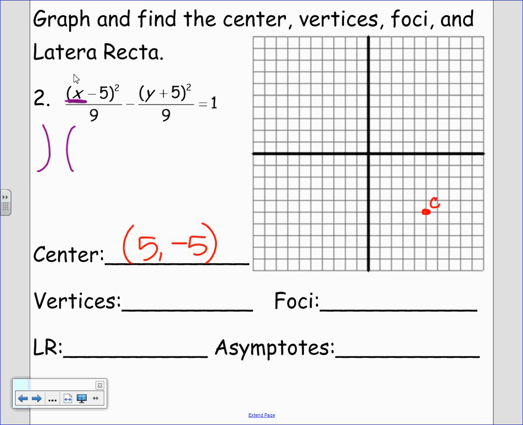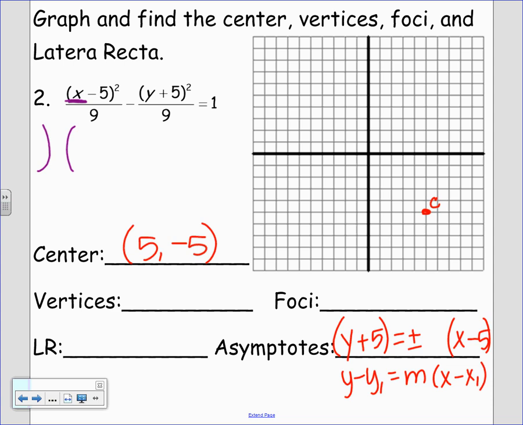There's my center. So my asymptotes are going to be y plus 5 equals plus or minus something times x minus 5. Look, point slope form is still y minus y1. I'm just using point slope form. That's all. Before I can get my asymptotes and my slope, I need to play around with some things first. Where are my vertices? So this comes first.